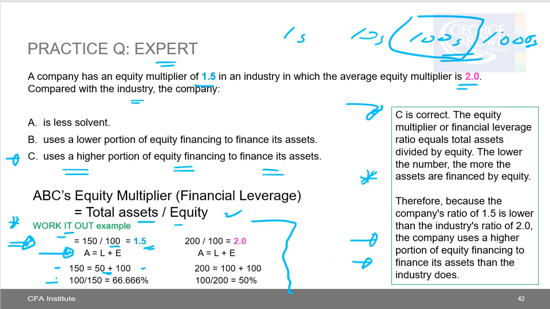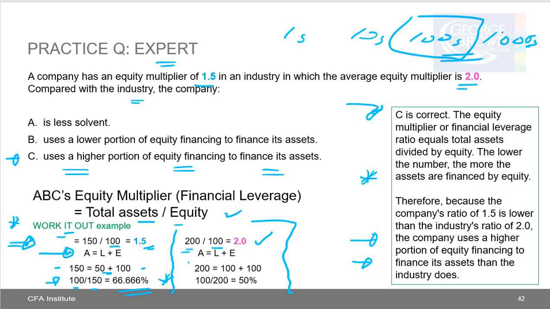Then if I do my equity divided by my assets, 100 divided by 150, you can see the ratio is 66%. Then if I move over here to the equity multiplier of 2.0, then you can see using again the same denominator of 100 for my equity, the numerator would have to be 200 to give me the multiplier of 2.0.